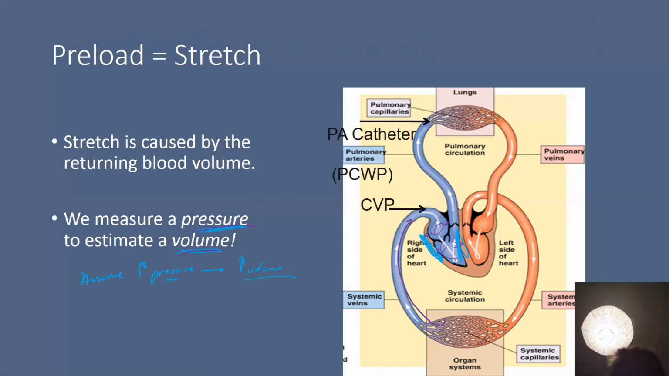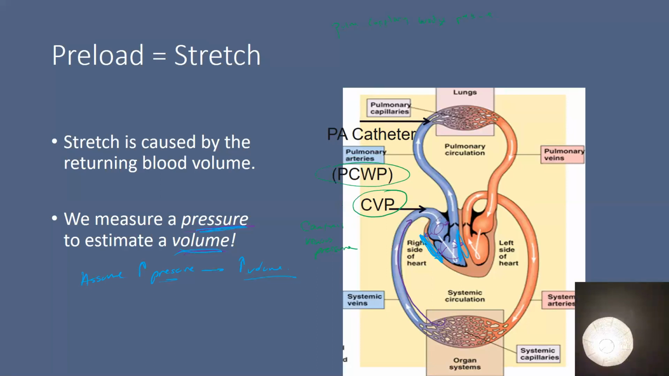So how do we measure that pressure? We've got two methods of measuring that pressure. We have a measurement called the CVP, or the central venous pressure. And that comes in right before the right atrium, and that's a measurement of the pressure of the venous system that's returning. And then we have the pulmonary capillary wedge pressure. I'll write that up here. Pulmonary capillary wedge pressure.